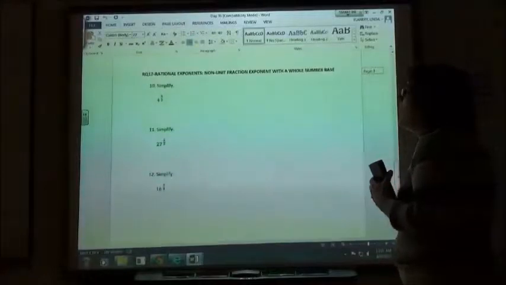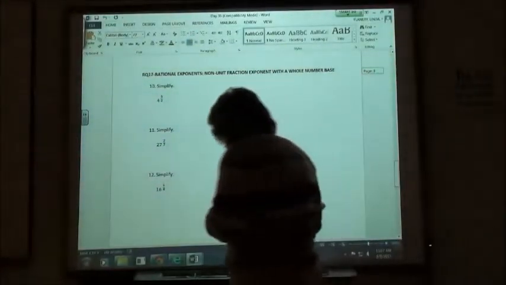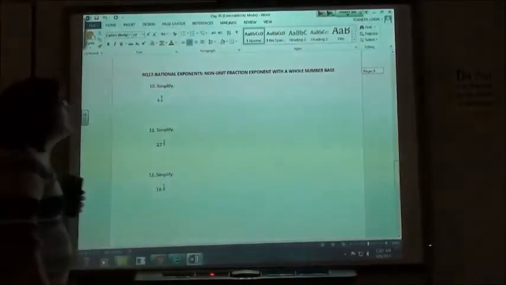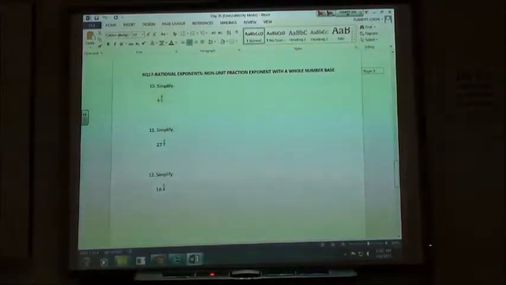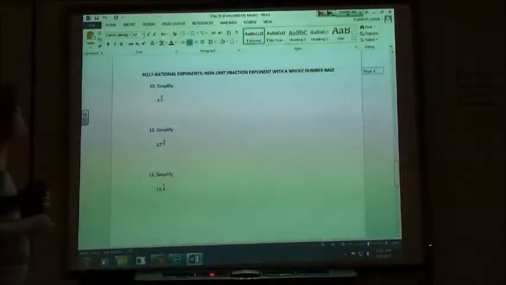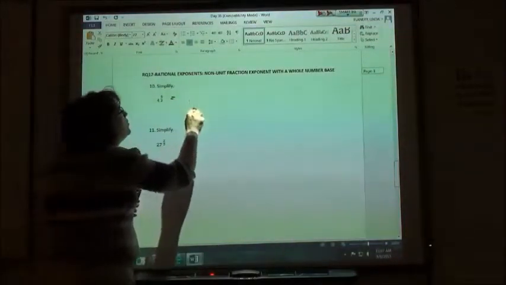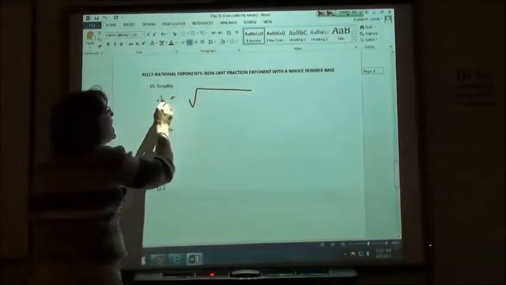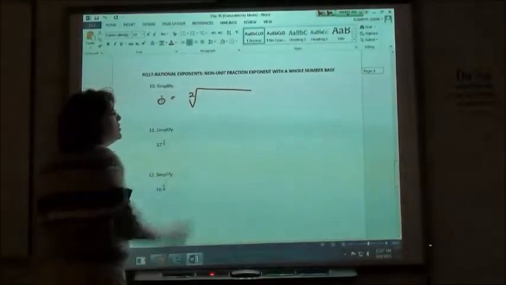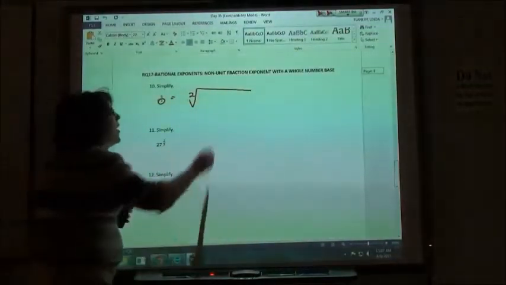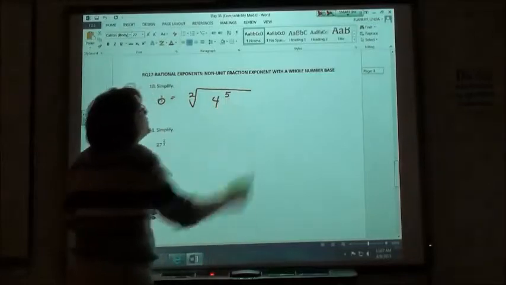The next ones we are doing are rational exponents. Those are ones that have a fraction in it. I can rewrite a fractional exponent by changing it into a radical expression. This is equal to, and the denominator is the index to your radical. So I would say the square root of 4 to the 5th.